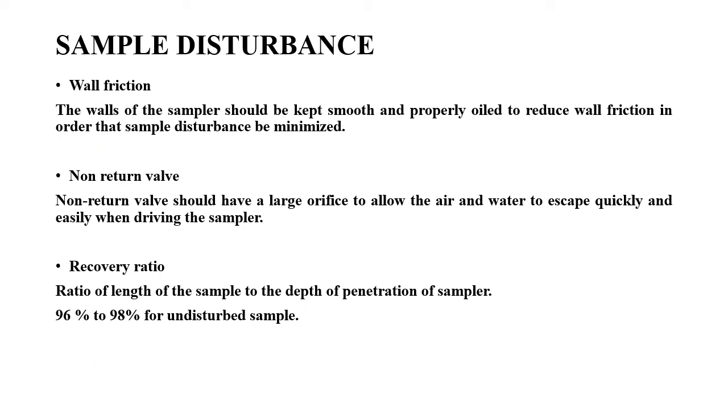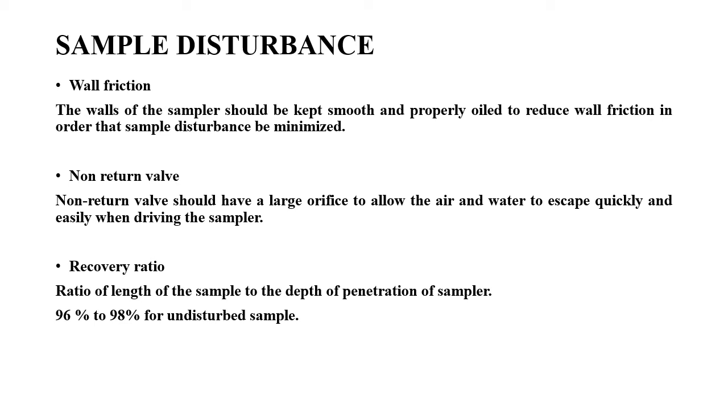The next factor is the wall friction experienced inside the sampler tube. Wall friction should be as low as possible in order to get a good quality undisturbed soil sample. To reduce the friction, we can oil the inner side of the sampler tube walls and keep the disturbance to a minimum. Then, the non-return valve should have an orifice large enough to allow the air and water to escape quickly and easily when driving this sampler.